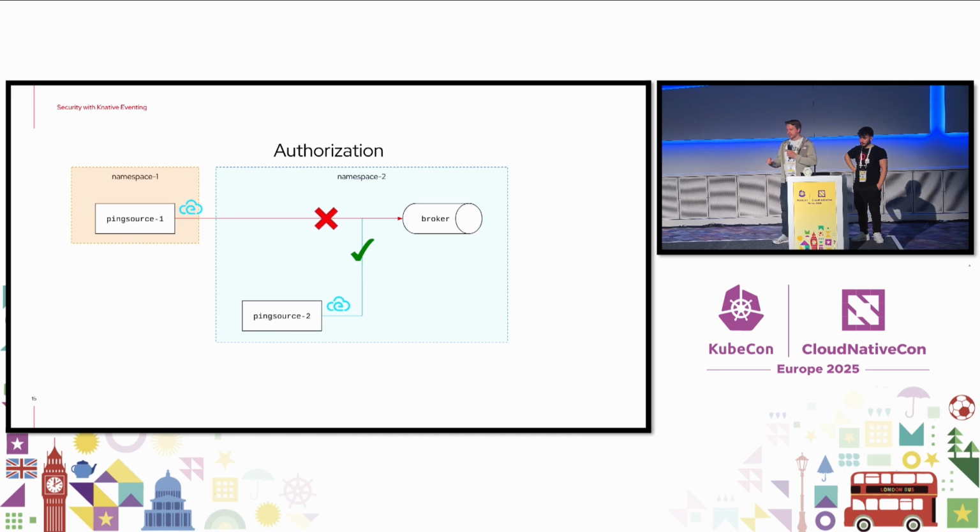Okay, so going back to the previous example where we had two namespaces and a broker. In this example, we don't have an event policy, which would mean the broker would fall back to the default authorization mode, which is the allow same namespace policy, which would then mean that only requests from the same namespace would be allowed to the broker. In this case, this is only the case for ping source 2. And as ping source 1 is in another namespace than the broker, it would be declined. And by declined, I mean they would receive a 403 status code.